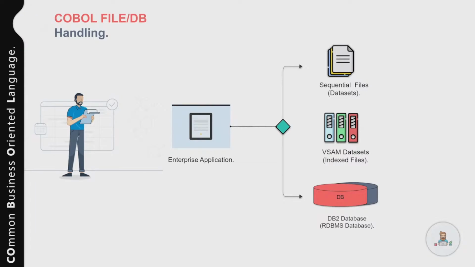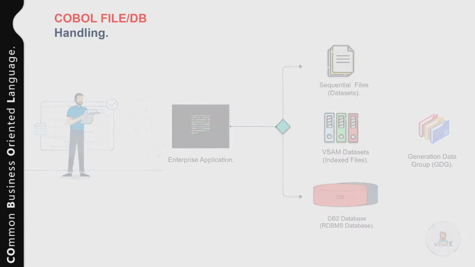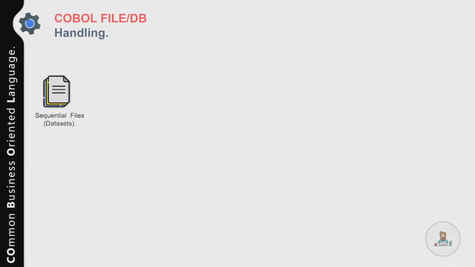The majority of enterprise applications rely on files and relational databases such as DB2. In general, there are different sets of files used by enterprise applications, and this category includes index files, sequential files, or relative files. Apart from that, you have generation data groups, which are generally used for backups. Now let me precisely give an overview of a file and a database.